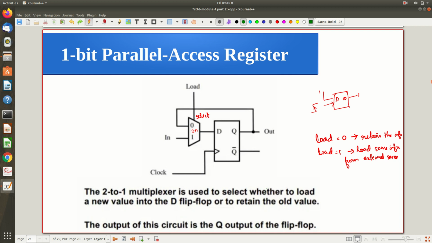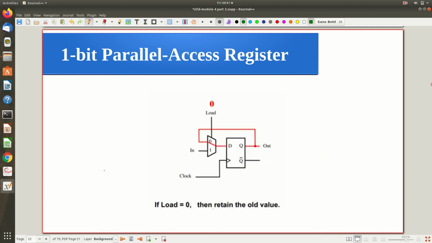So the 2 by 1 multiplexer is used to select whether to load a new value into the D flip flop or to retain the old value. Now the output of the circuit is the Q output of the flip-flop, that you know, right? So this is what I was saying.